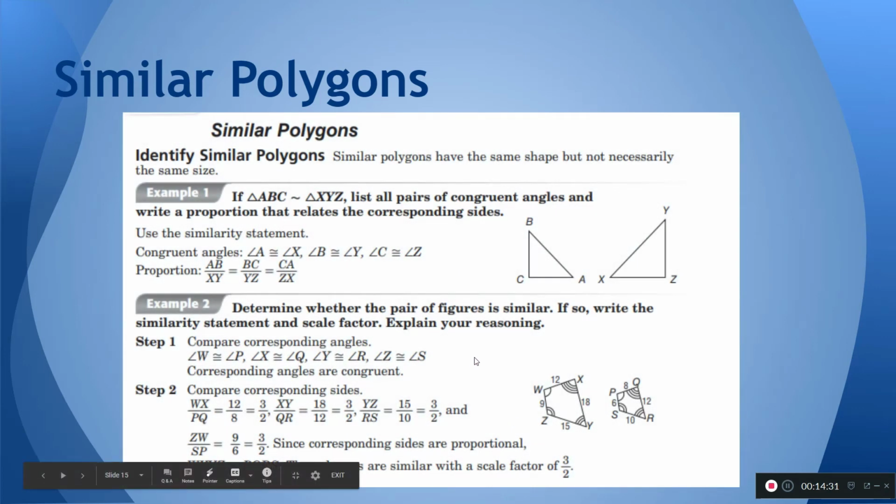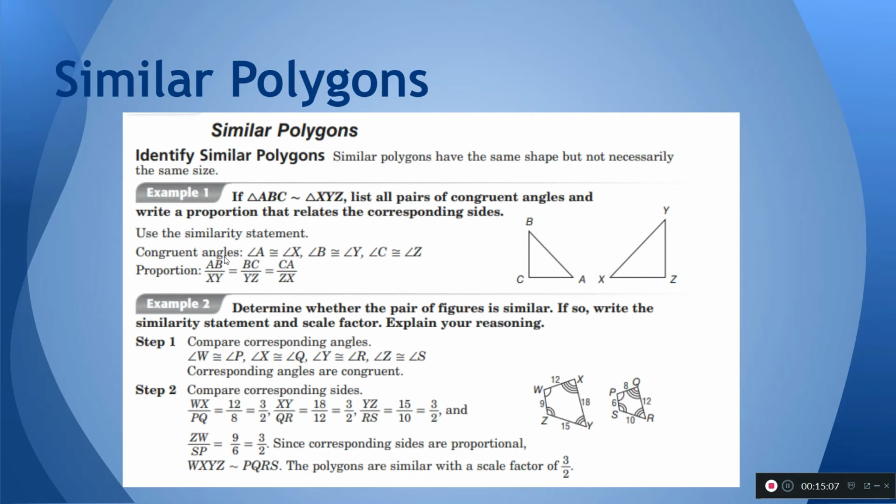So similar polygons have the same shape, but not necessarily the same size. And it wants us to start by listing all the pairs of congruent angles and writing a proportion that relates to the congruent sides. Here in example 1, it's listing angle A as congruent with X, B as congruent with Y, C as congruent with Z. And then the proportions for the sides, we've got AB over XY, BC over YZ, and CA over ZX.